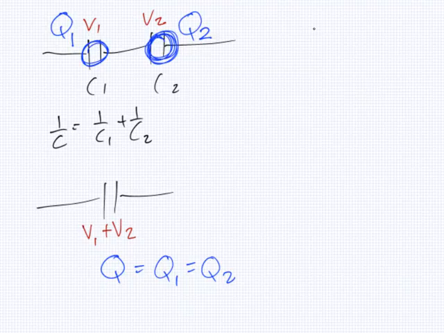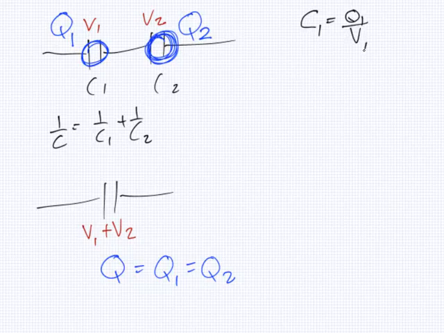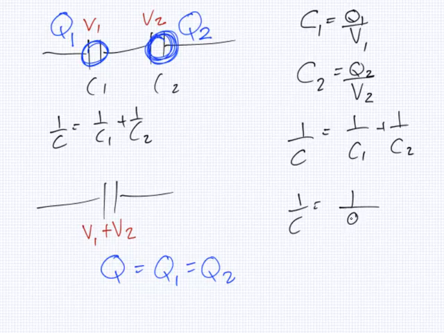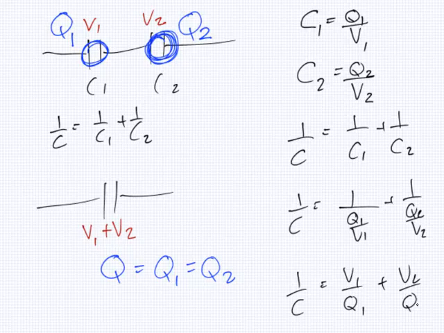Okay, we went with C1 equals Q1 over V1 and C2 equals Q2 over V2, and then 1 over C equals 1 over C1 plus 1 over C2. Yes? But C1 is Q1 over V1, and C2 is Q2 over V2. So 1 over C equals V1 over Q1 plus V2 over Q2.